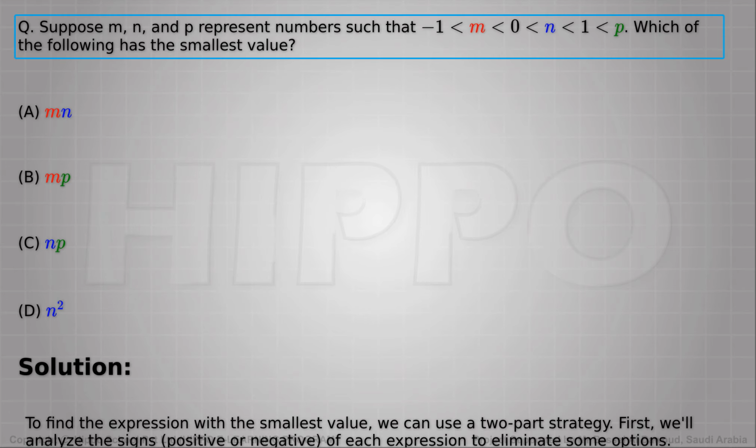Hello class. Today we're looking at a classic SAT-style inequality problem. We're given a set of conditions for three numbers, m, n, and p.